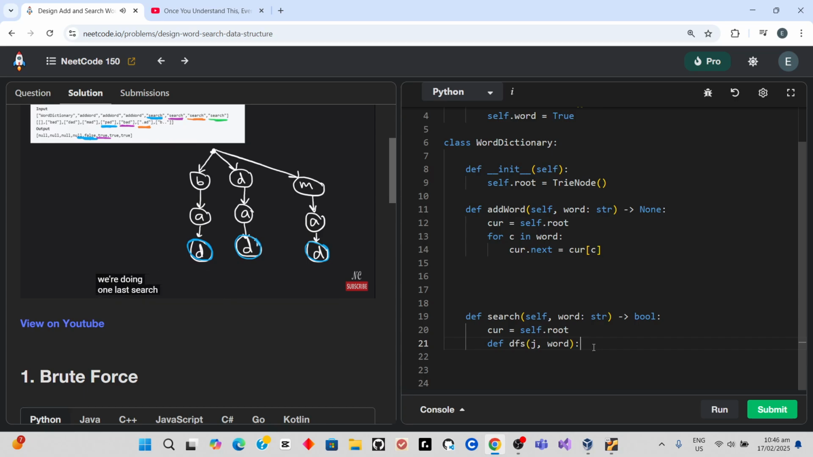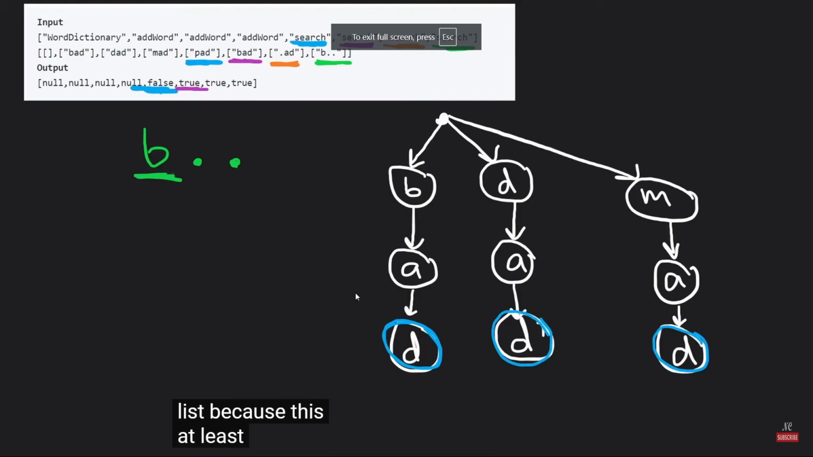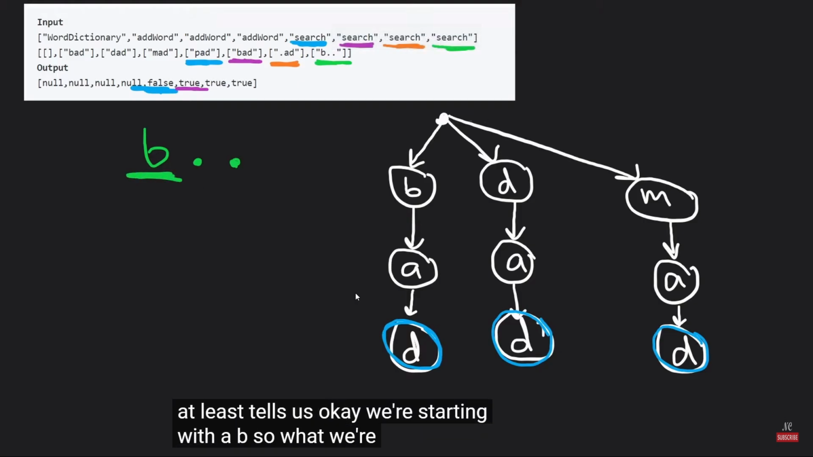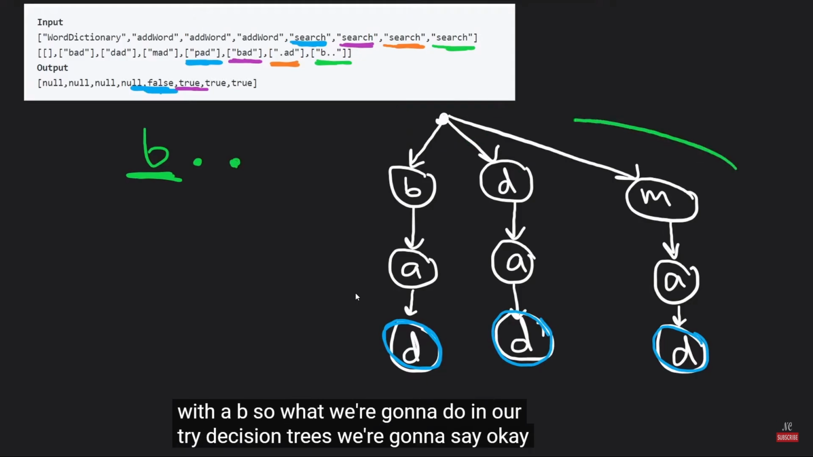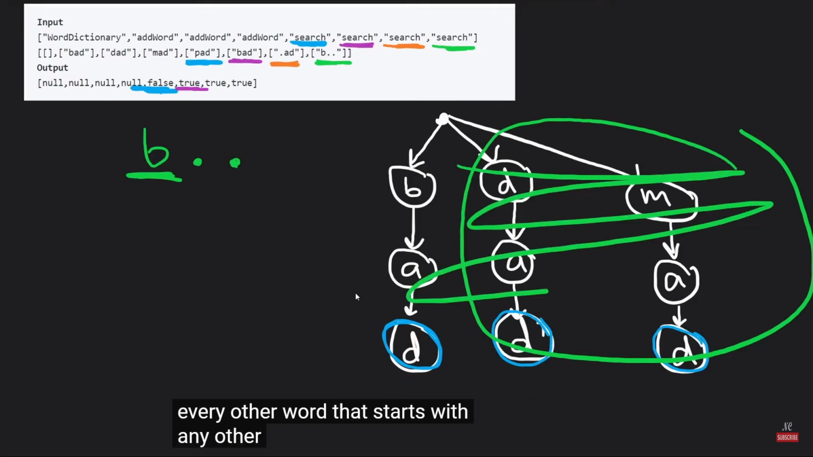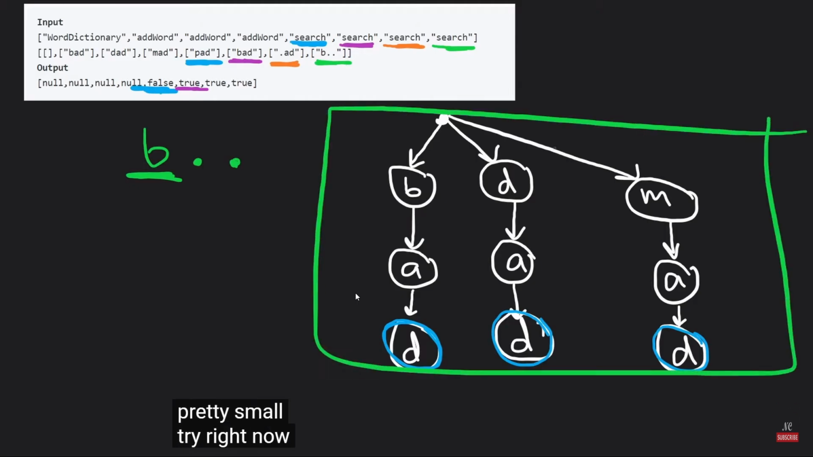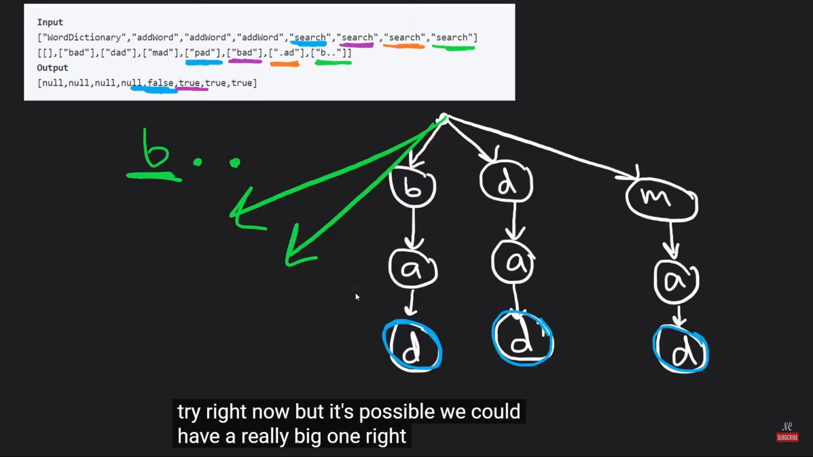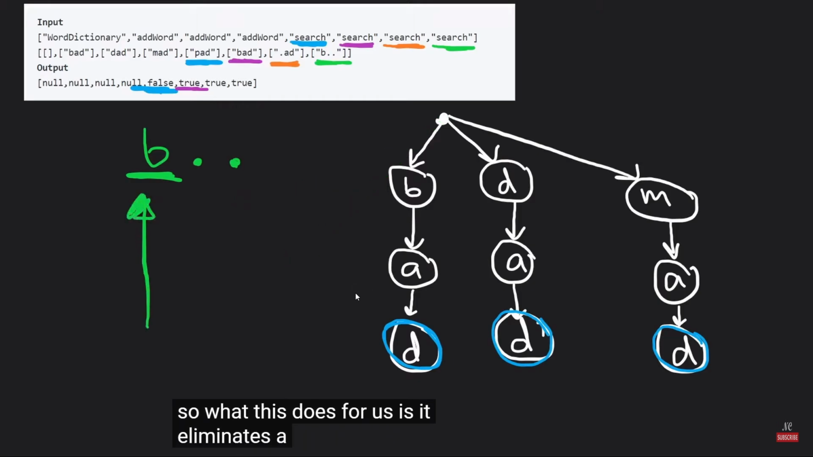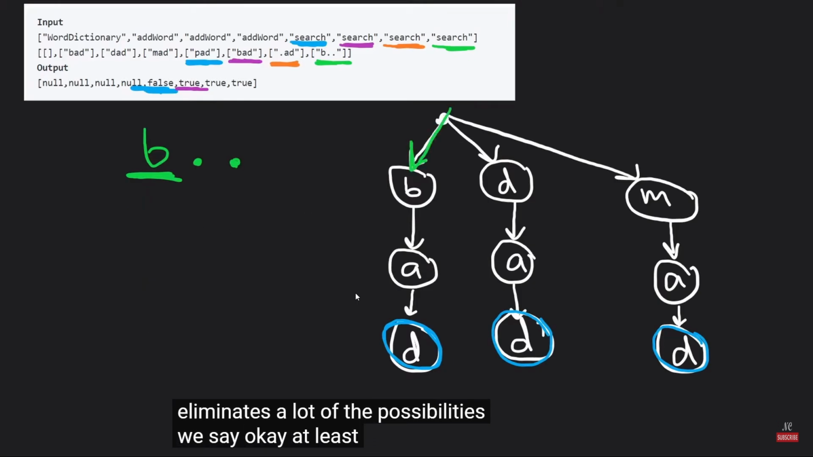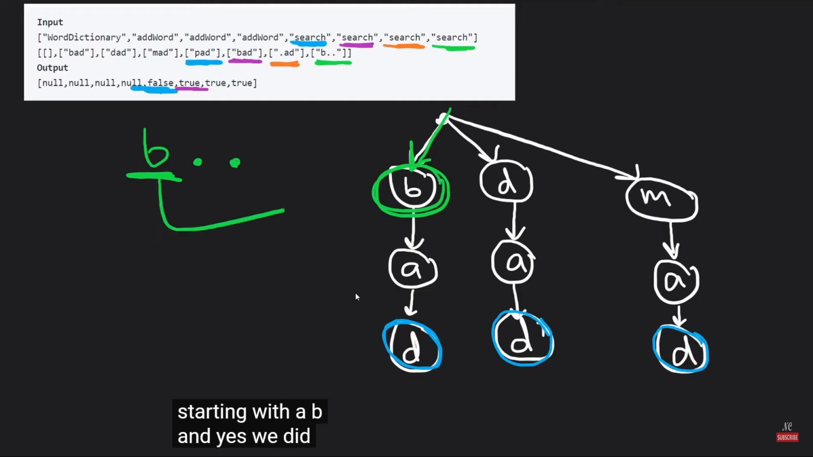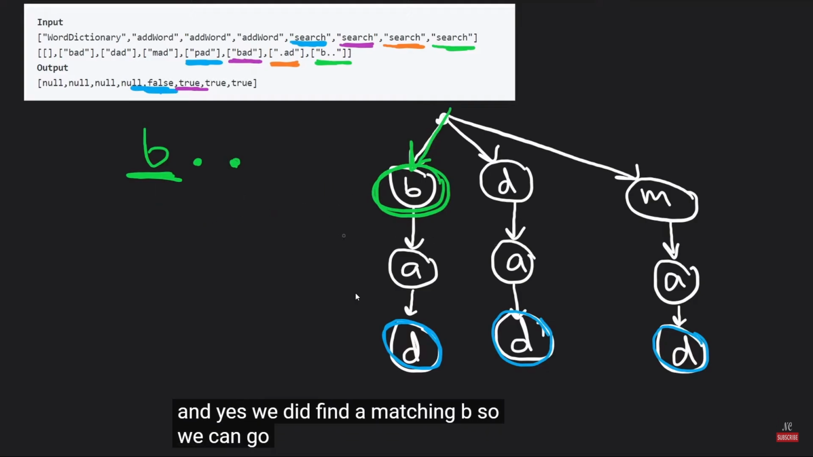So we're doing one last search, and in this search we start with a B, but then we have two dot characters. And the reason this is more efficient with a trie rather than just brute forcing every list is because this at least tells us, okay, we're starting with a B, so in our trie decision tree, every other word that starts with any other character than a B, we're not going to consider them. And we have a pretty small trie right now, but it's possible we could have a really big one, right? So what this does for us is it eliminates a lot of the possibilities. We say, okay, at least we know we're starting with a B, and yes, we did find a matching B. So we can go down this path.